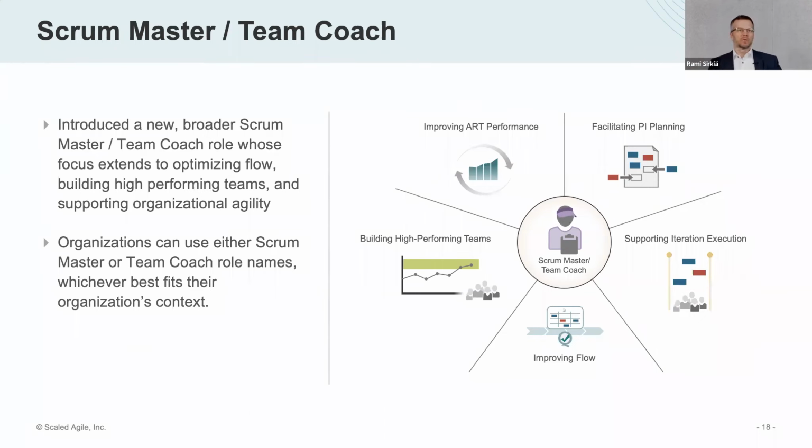Building high-performing teams. So what is the team structure? What competencies are needed? How will the team develop the competencies needed? Are there any conflicts? How to resolve those conflicts? That's, of course, a role of the Scrum Master / team coach. And that will continue at the team of teams level as well. So it's not limited to me and my team only, but they do have a role at the ART level as well.